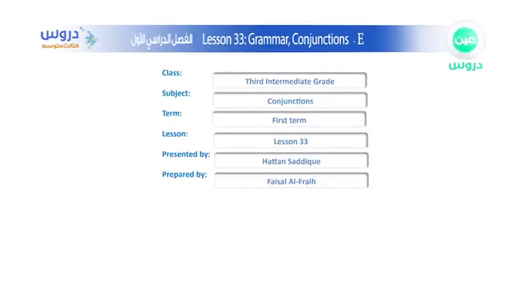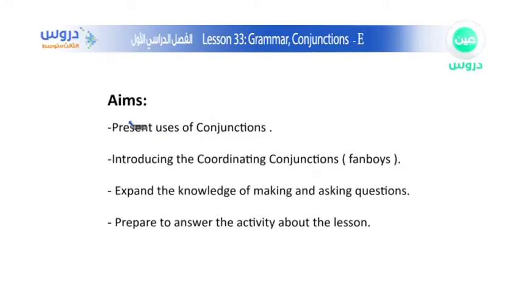Welcome to this class, the third intermediate grade, lesson 33. The topic of this lesson is conjunctions. The aims or the objectives of this lesson: to present uses of conjunctions, introducing the coordinating conjunctions, fanboys, expand the knowledge of making and asking questions, to prepare to answer the activity about the lesson.